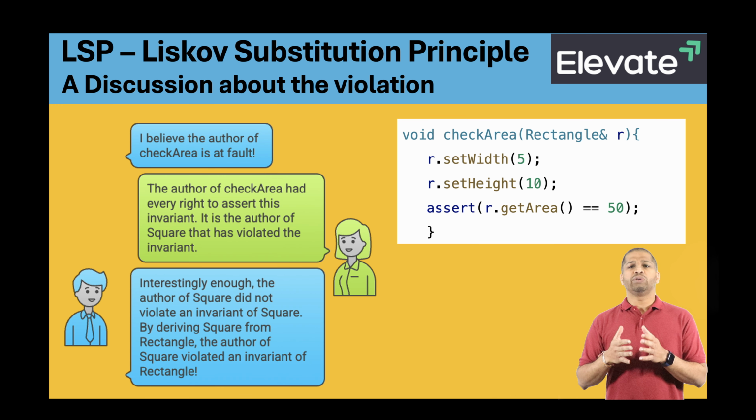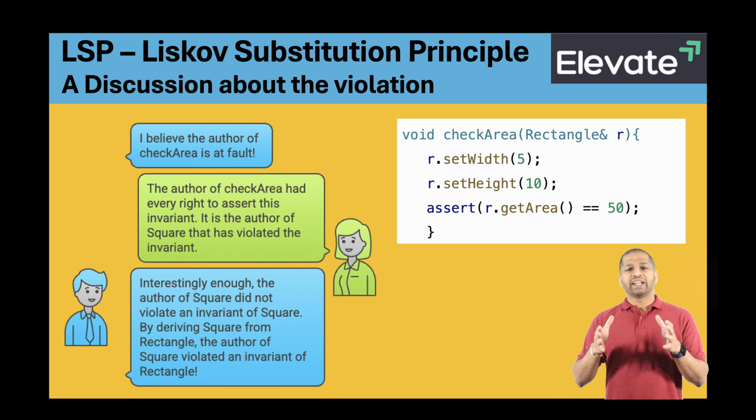So if we discuss this violation, we can think about a discussion going in this direction. Somebody would say this checkArea function, whoever wrote that, is at fault. Another person could argue that checkArea had every right to assert this invariant, that width and height are independent, or they are not the same in a rectangle. So he could argue that the author of the square has violated the invariant.